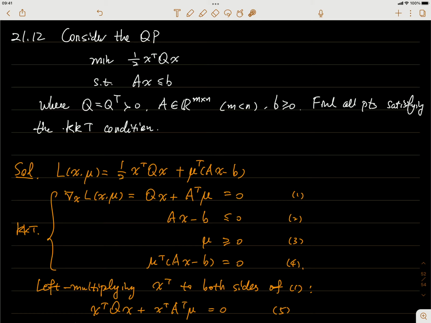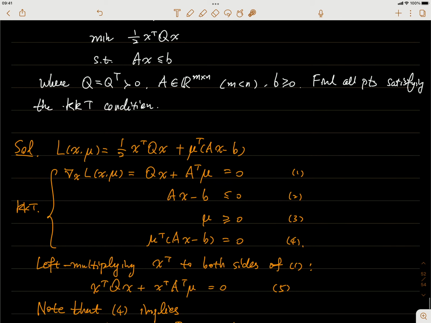the KKT condition. So it's a pretty standard procedure now. Just the Lagrange function: this is g(x) times mu. Then the KKT condition is that the gradient of L with respect to x, that's this, should be equal to 0. This is the original constraint.